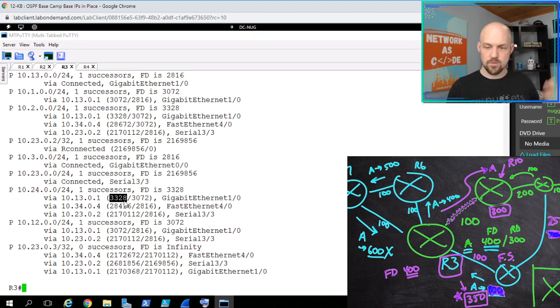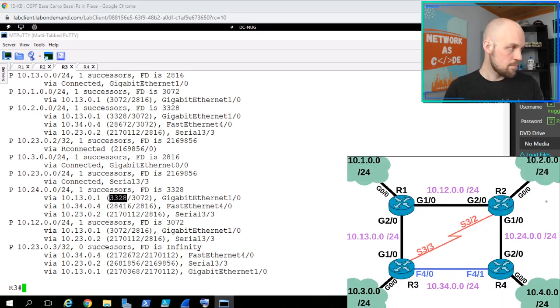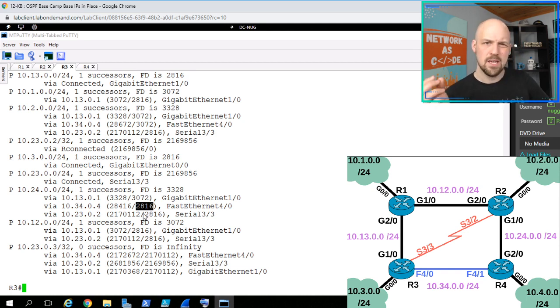Because they're less than my feasible distance, I know that they're not using me to get there. Again, we can look at the map. Oops, I didn't put the map up. Let me get that put back up. There we go. All right, so we can look at this map and say, okay, I know you're not going through me, they're literally directly attached. But keep in mind, with EIGRP we're trusting what people are saying. We can't make any of those assumptions. So yeah, 2816. Now, if this happened to be higher than 3328 for whatever reason, these entries would not be here, okay? We would not have them.